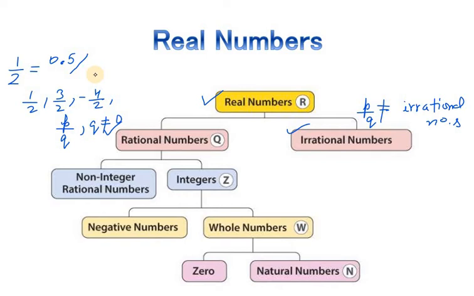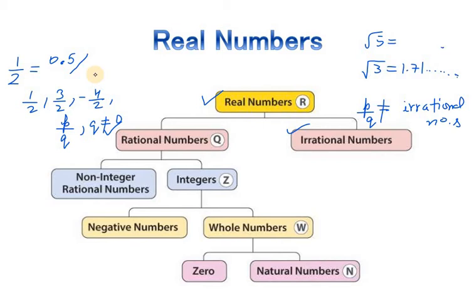Now if I take a number like under root 3, under root 3 is somewhat 1.71 and so on. So there is some value and it doesn't terminate. When the value doesn't terminate, it is considered to be an irrational number. Like under root 5, again a non-terminating number.